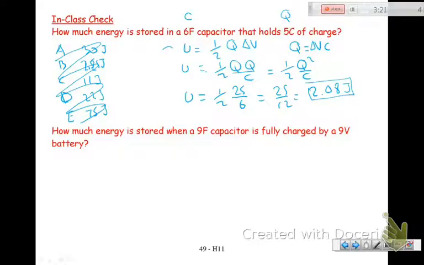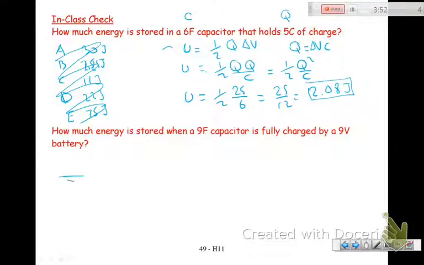So what we do is we say U is equal to 1/2 Q delta V. That's my parent equation. I also know that Q equals delta V times C, so I combine these two. I get 1/2 Q times Q over C, which is 1/2 Q squared over C, and I can work it out. Shame on me, if I'd done more homework last night, those equations would be just dripping off my tongue. But how much energy is stored in a 9 farad capacitor that is fully charged by a 9-volt battery?